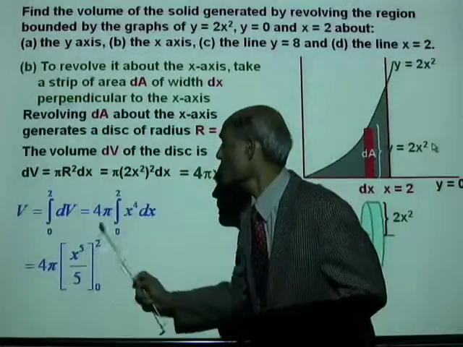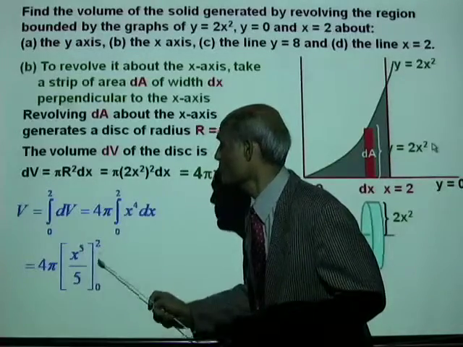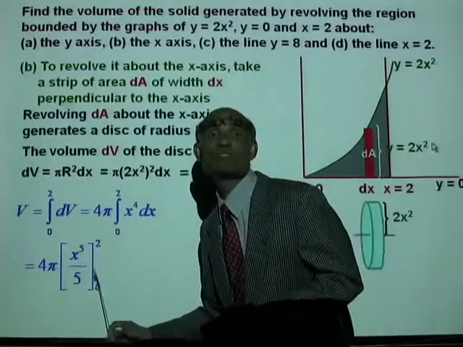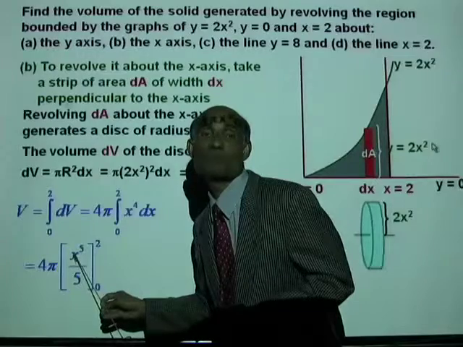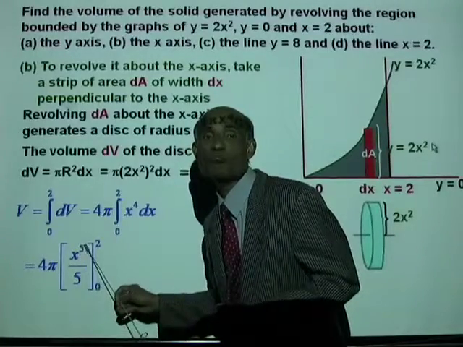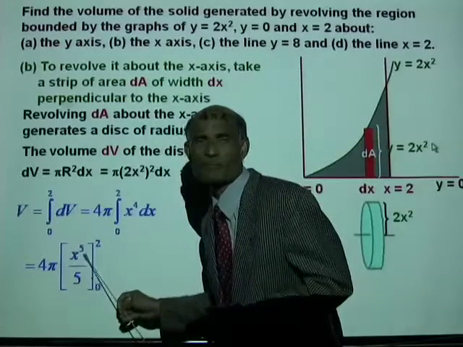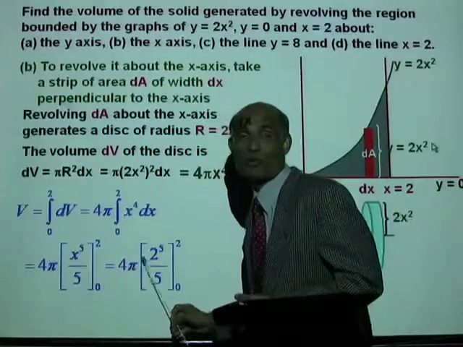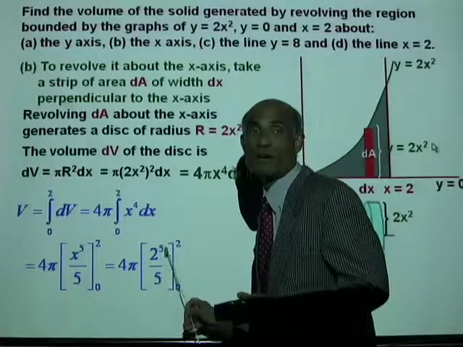So 4 pi times x to the power 5 over 5 from x equal to 0 to x equal to 2. Again, the lower limit is not going to yield you any value, so we need only put the upper limit. That will be 4 pi times 2 to the power of 5 over 5. What is 2 to the power of 5? It's 32, is that right? Yes, so 4 pi times 2 to the power of 5 over 5.